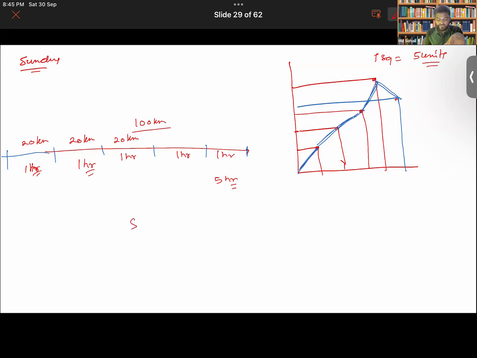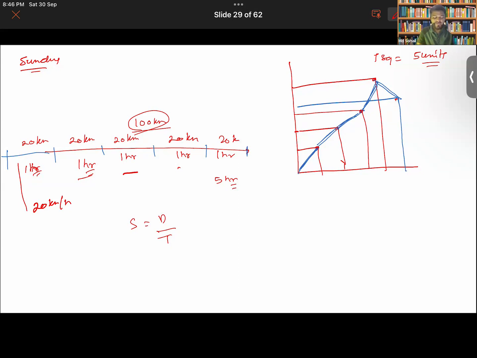You guys know speed equals distance upon time. So in each of the cases, the speed is going to be 20 upon one, so that is 20 kilometer per hour. Here also 20 kilometer per hour, here also, and here also. 20 plus 20 plus 20 plus 20 plus 20, that is 100 kilometer. So the time will obviously be increasing, but in equal amount of time, equal amount of distance is being traveled. In the first 1 hour also, you have traveled 20 kilometer.